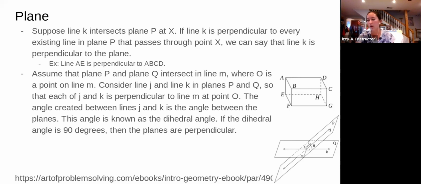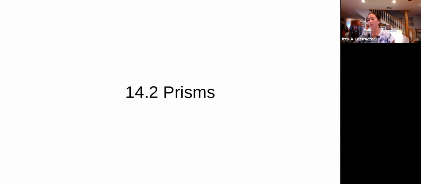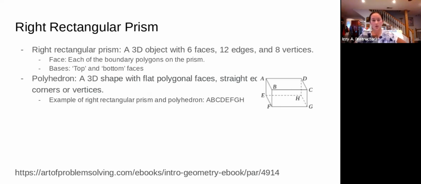Okay, I will go ahead and move to the next section, which is 14.2, and we're going to talk about prisms. So a right rectangular prism is a 3D object. When I say 3D, I know like when you go to the movie theaters, you know what a 3D movie is. And 3D stands for three-dimensional.